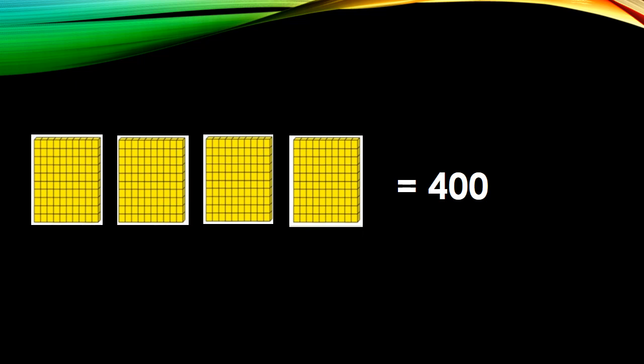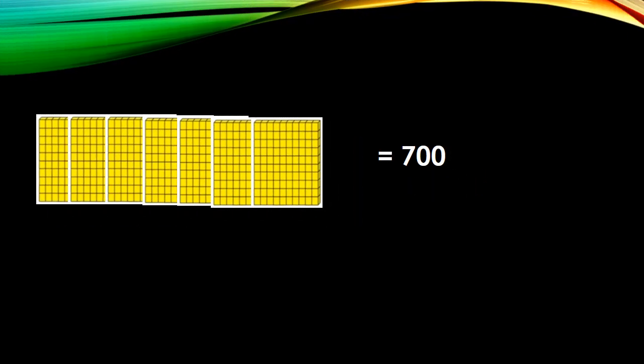You can observe in the picture there are 4 blocks of hundreds. This forms the number 400. I repeat, there are 4 blocks of hundreds. This makes the number 400.